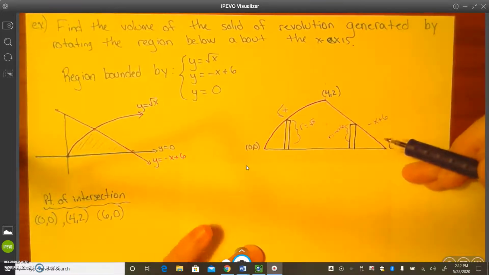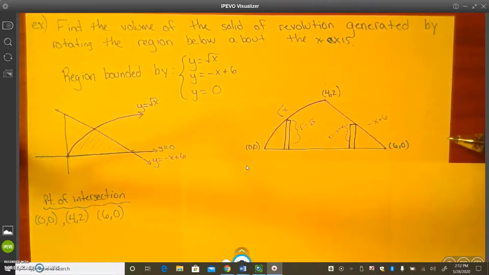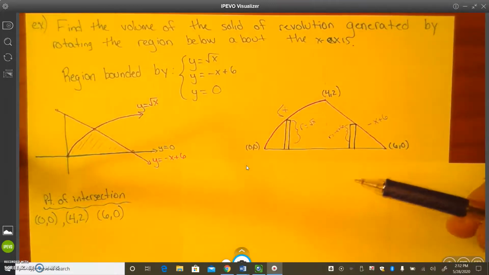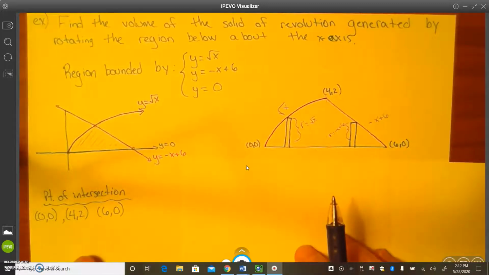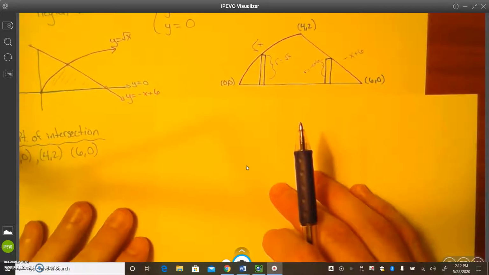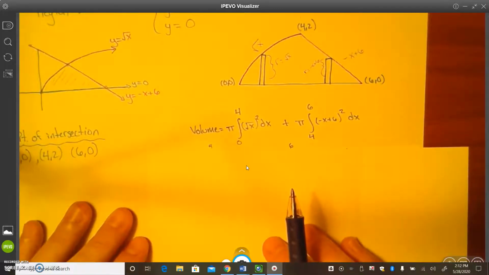So the function for the volume changes depending on where in this region you're located. That's a problem because I can't change a function in the middle of an integral. What I can do is split this volume up into two integrals.